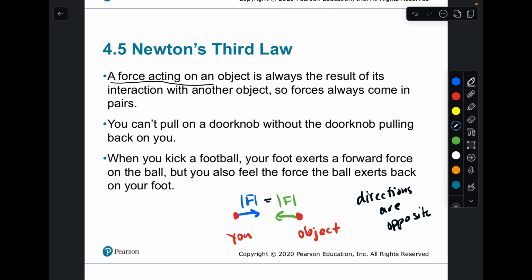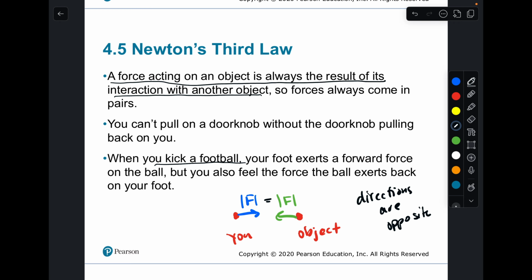So, a force that's acting on an object is always the result of the interaction with another. In other words, those forces come in pairs. For example, you can't pull on a doorknob without the doorknob pulling back on you. And we're going to examine the situation of kicking a ball.